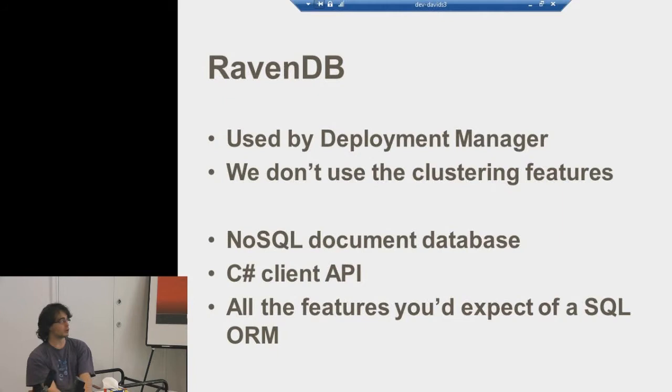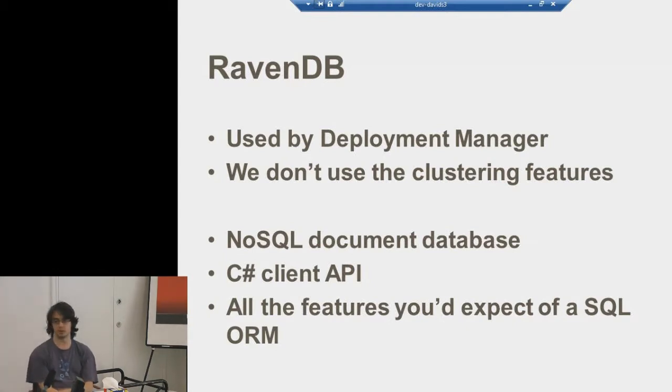RavenDB is a NoSQL document database. So what actually gets put in the database is a whole bunch of documents. Each document is basically JSON. Each document has an ID, which is a unique way to refer to it, and then it's just a JSON thing. RavenDB has a really nice API for you to talk to it from C#, and it's got all the features you'd expect of an ORM.